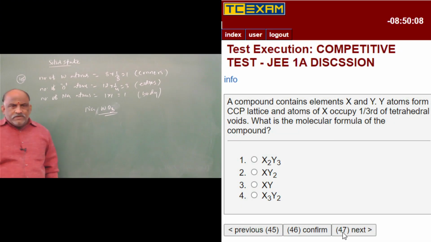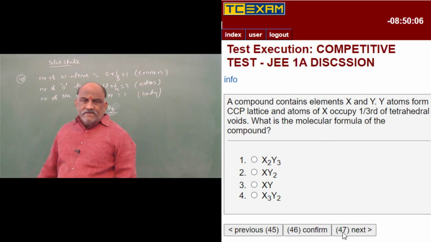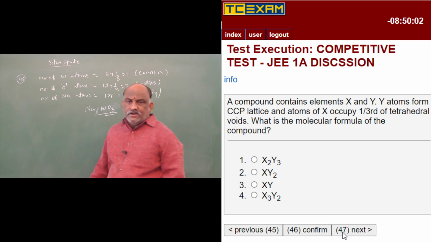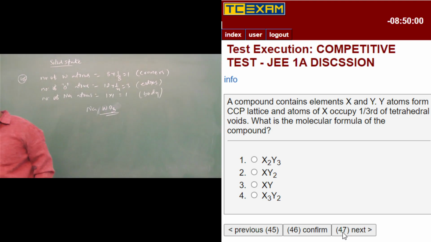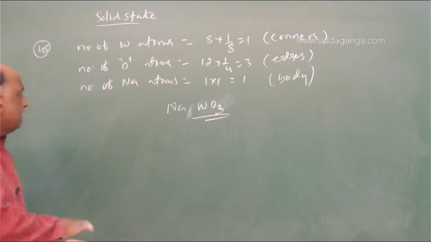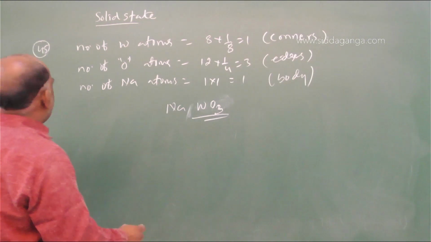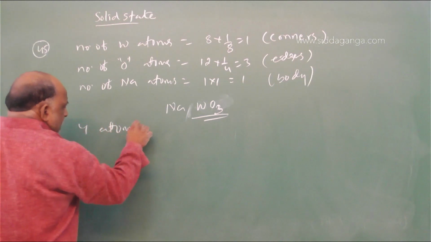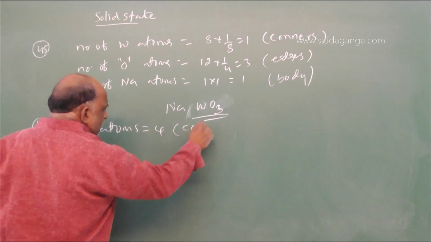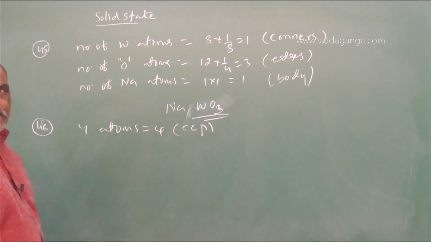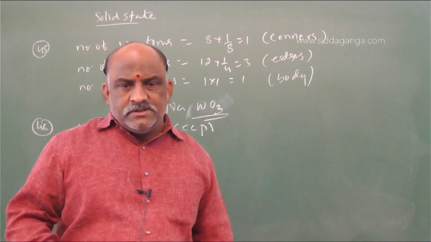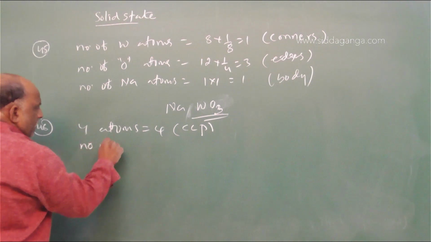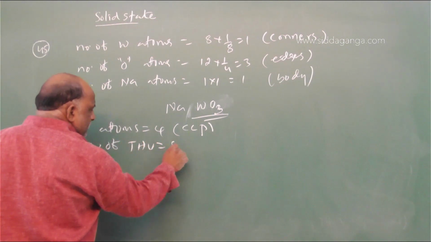In question number 46, a compound contains elements X and Y. Y atoms form CCP, X atoms occupy 1/3 of the tetrahedral voids. What is the molecular formula? For Y atoms, the number is equal to 4 because of CCP. X atoms occupy 1/3 tetrahedral voids. Number of tetrahedral voids is equal to 8.